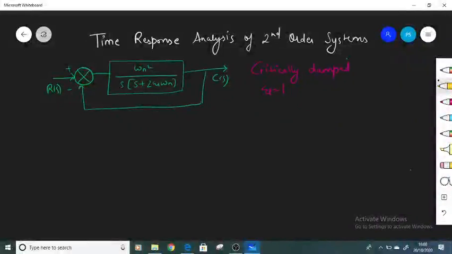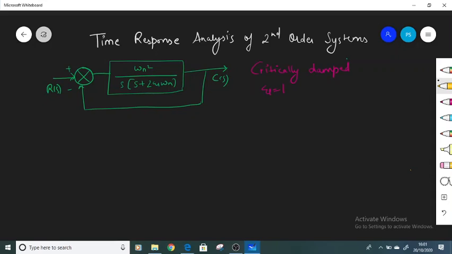In the previous lecture, I had discussed the time response analysis of second order system, where we took the case where we had the input as the step input and we took the value of zeta as between 0 and 1, so that became the underdamped case, and the second case we took the value of zeta as equal to 0, so that was the undamped case. So we saw the response of the system there.